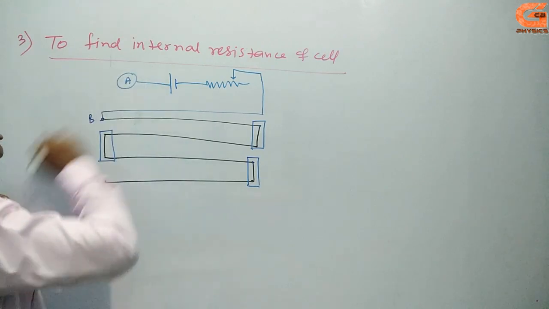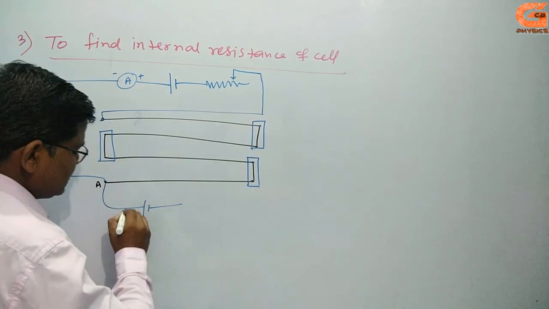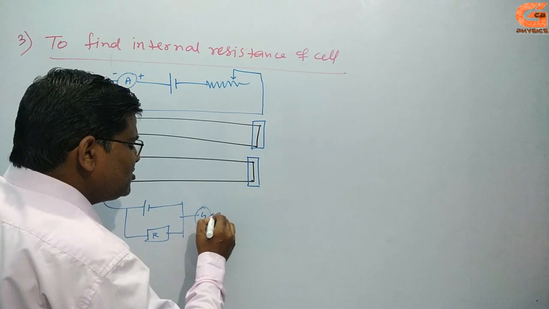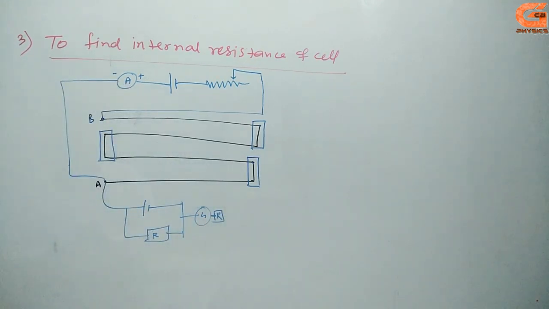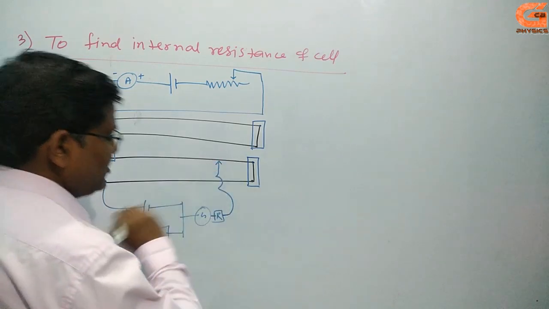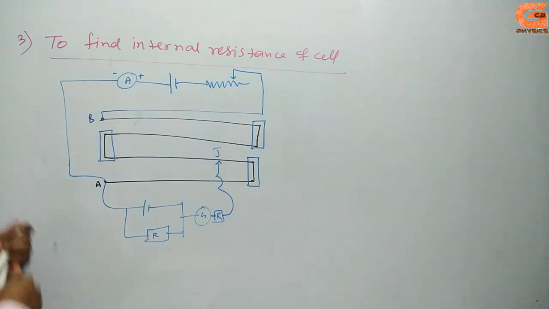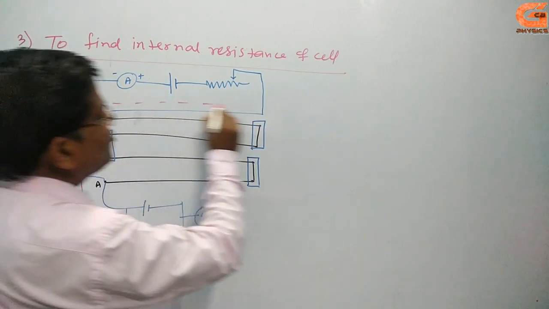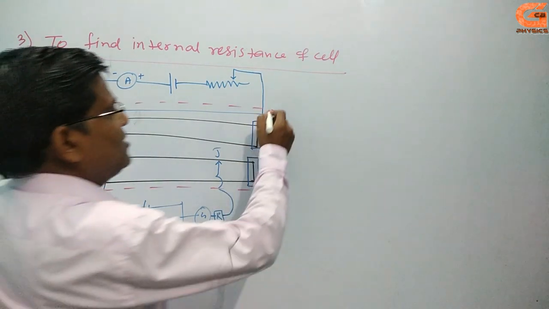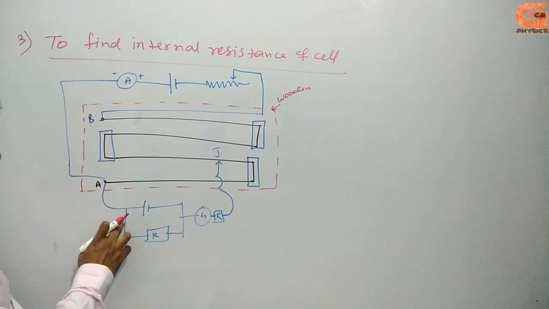You may attach the jockey plus and minus, and this is the point A, and from here you attach the EMF, and this is the external resistance R. Here is a galvanometer, capital G, with a resistance for its protection, and one jockey to search for the balance point. All this arrangement is mounted on a wooden plank as shown in the images on your board, and one key is also placed here.